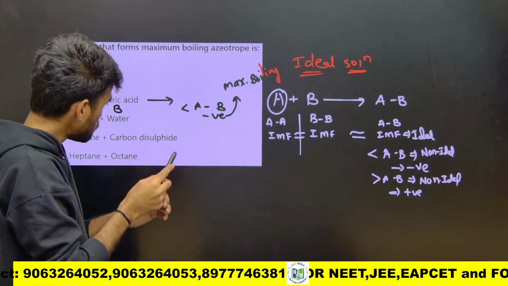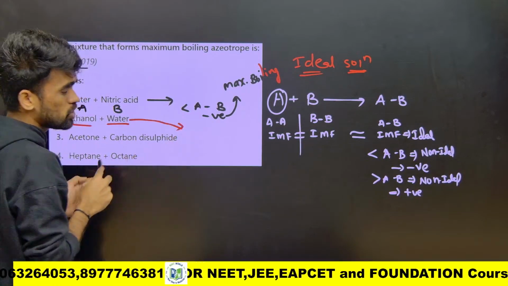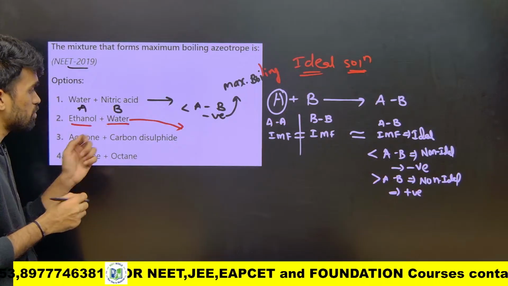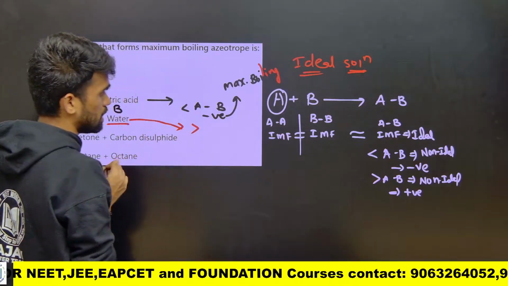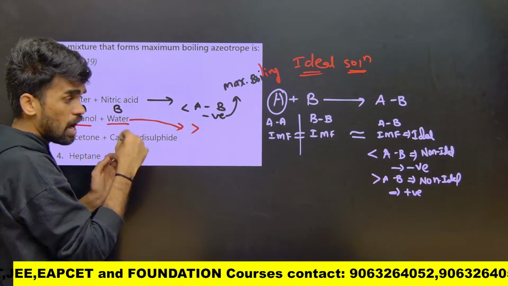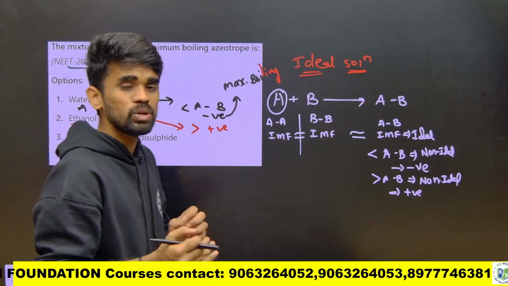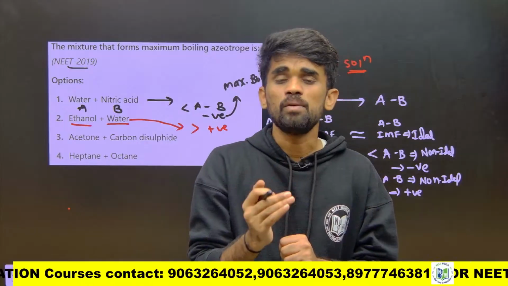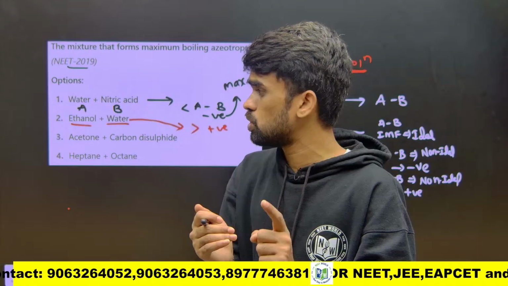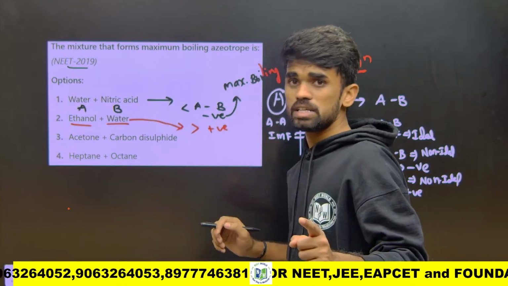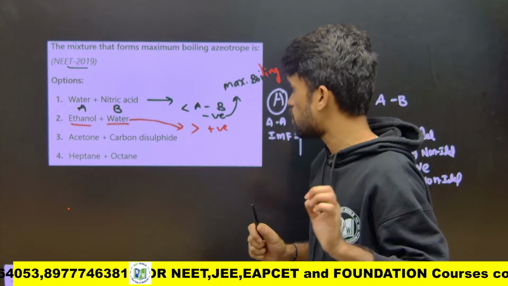And when it comes to water and ethanol, what kind of deviation will this mixture show after mixing? The intermolecular forces are less here between water and ethanol after mixing, therefore they will show positive deviation. Positively deviated solutions may form minimum boiling azeotropes. Remember, negatively deviated solutions form maximum boiling azeotropes, and positively deviated solutions form minimum boiling azeotropes. This is the point you should remember.